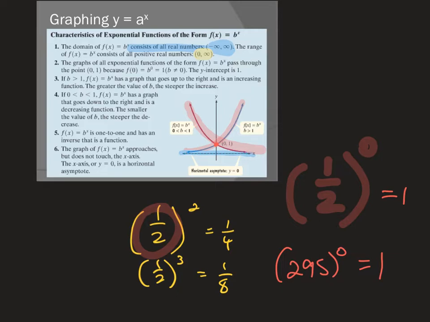Number 3 says if b is greater than 1, then it goes up, which is what we just talked about. It's increasing as you move from left to right. And if it's in between 0 and 1, then it's going to be falling as you move from left to right. That's number 3, and that's number 4.